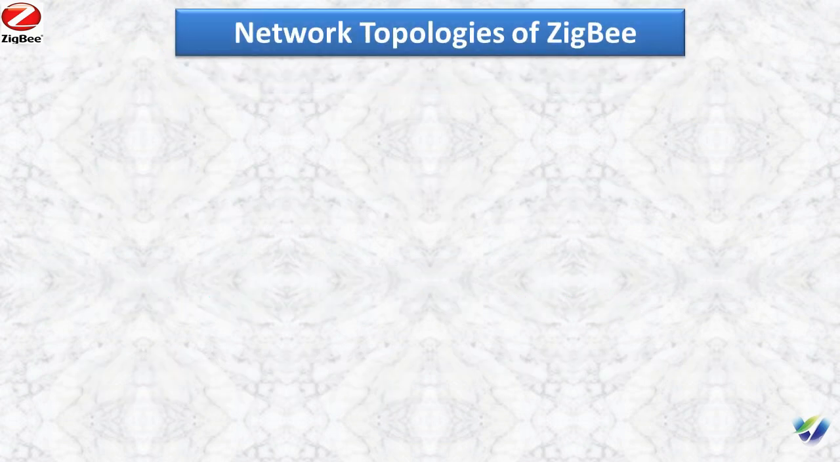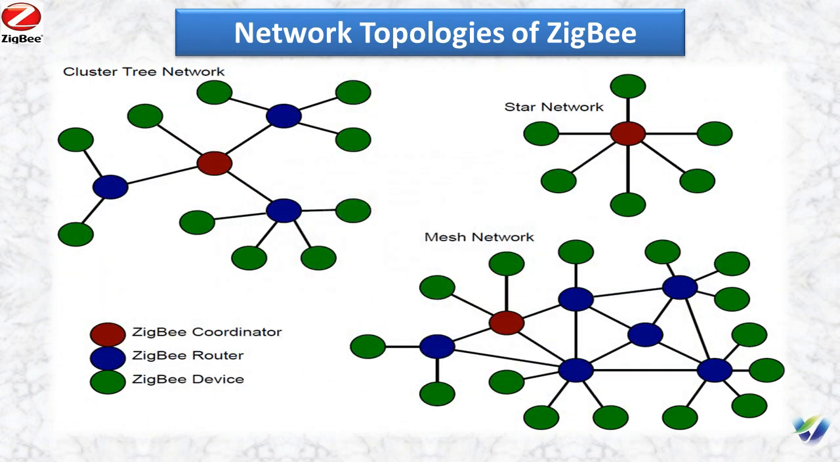Network topologies of ZigBee. Cluster tree, star network, mesh network. And in all the networks, the center one is the ZigBee coordinator. First, this needs to be configured and this will join the other nodes.